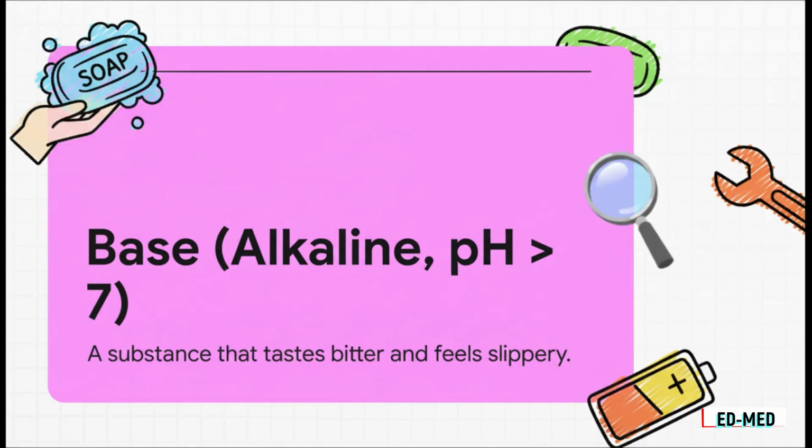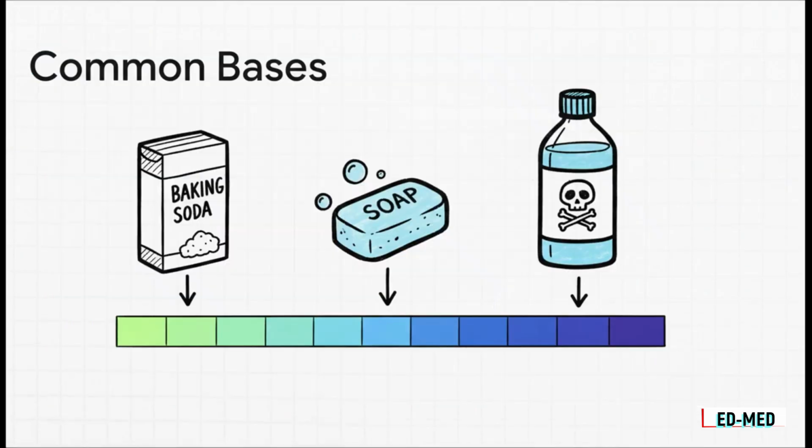Now let's jump to the other end of the spectrum. Way up high, from 8 to 14, we find the bases. You might also hear them called alkaline substances. Their trademark characteristics: usually a bitter taste and that really distinct slippery feel. And just like acids, bases are all over our homes.